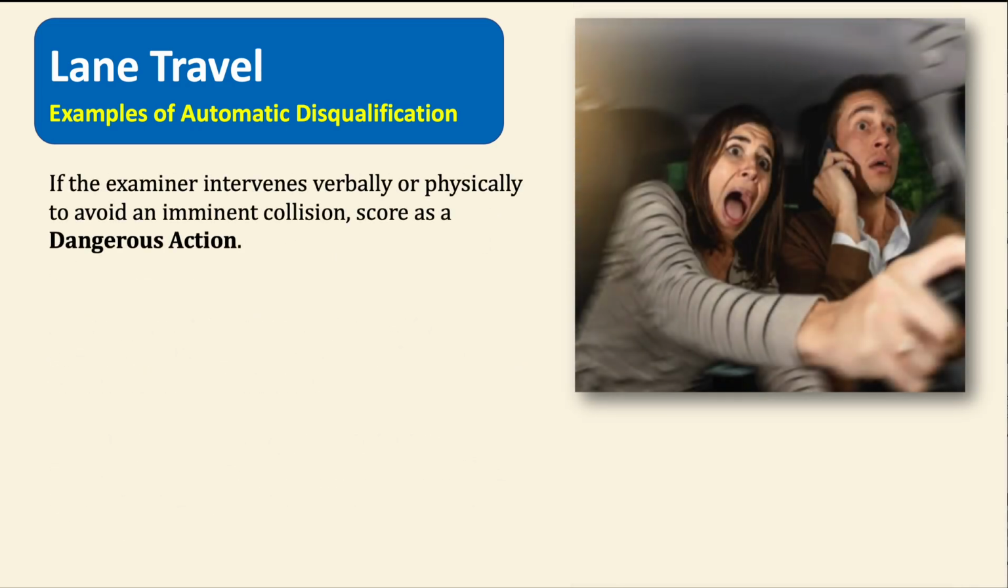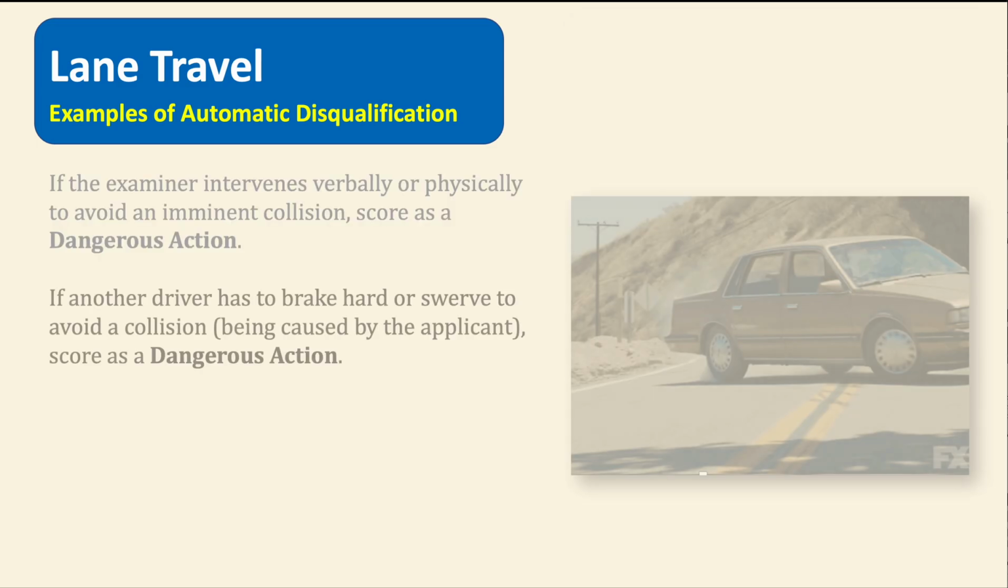If the examiner intervenes verbally or physically to avoid an imminent collision, score this as a dangerous action. Remember, when you have an automatic disqualification, all scoring stops. Take the most direct route back to the school.